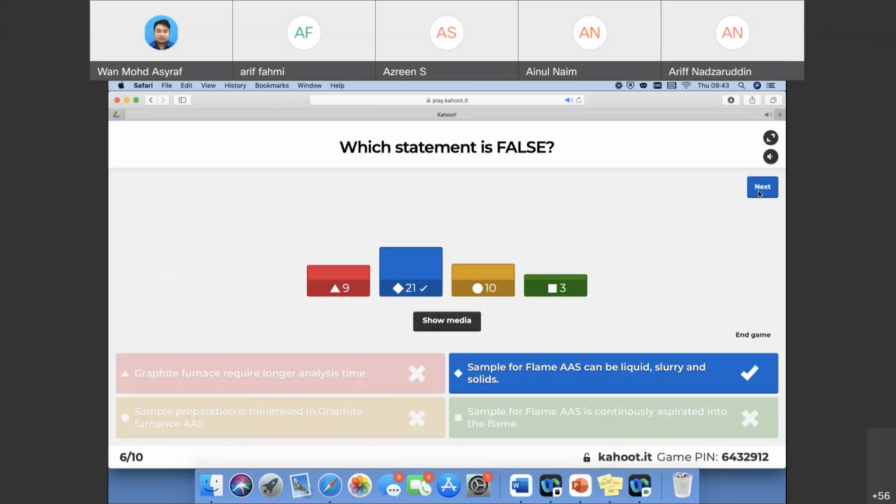Alright, so only less than half of you, okay? The false statement is that the sample for flame AAS can be liquid, slurry, and solid. The correct answer is that the sample for flame AAS must be in liquid only. For graphite furnace AAS, yes, it can be liquid, slurry, and solid. All of the other statements are correct.